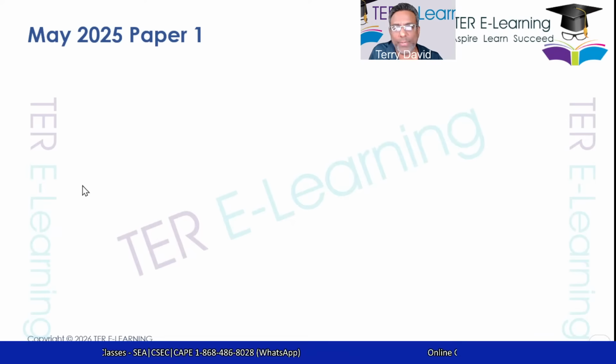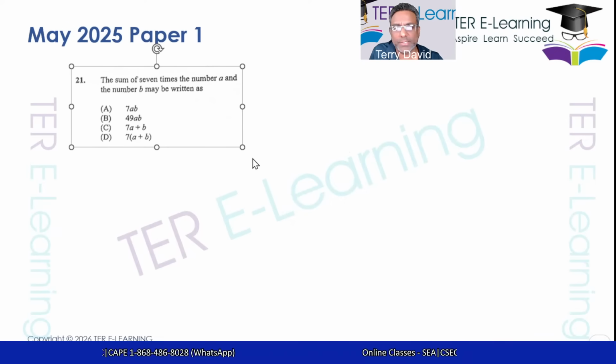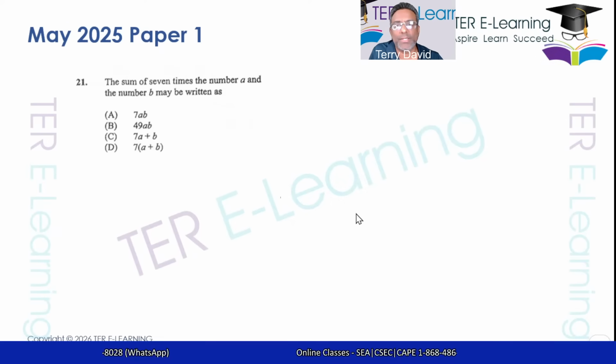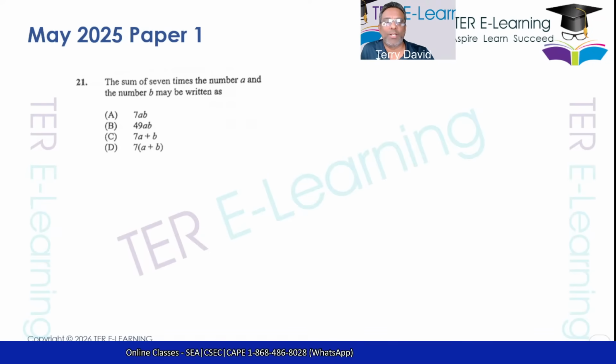This one here, we had an issue with this one here. The sum of 7 times the number A and the number B may be written as what, right? So I remember when students came out, this particular question proved to be a challenge. Yeah, this is going to be posted. It's been recorded here, so you have access to it. What do you all think is the answer for this one?